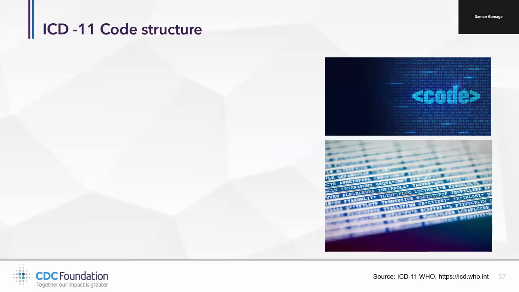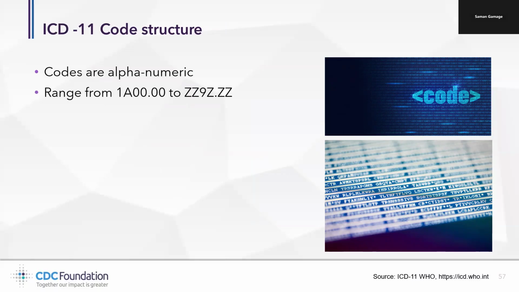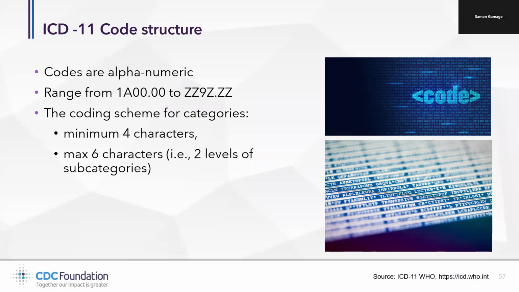Talking about ICD-11 code structure, codes are alphanumeric, ranging from 1A00.00 to ZZ9Z.ZZ, with a minimum of 4 characters and a maximum of 6 characters. That means 2 levels of subcategories.